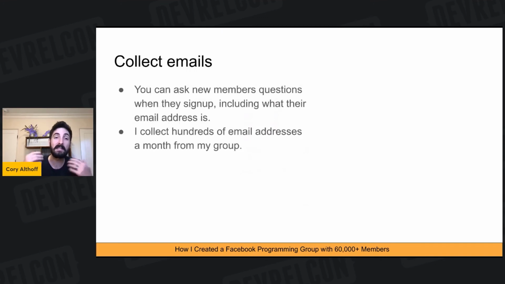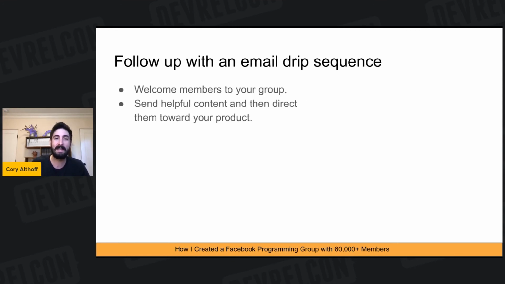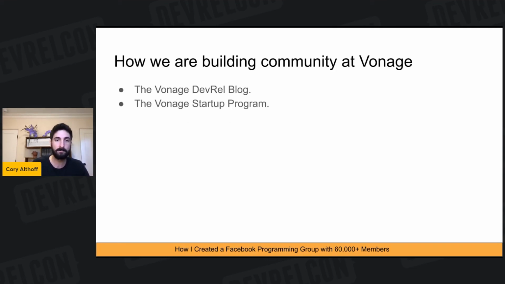You also can collect emails with your Facebook group. So you can actually ask new members questions when they sign up, including what their email address is. And so I collect hundreds of email addresses a month from my group. And then I follow up with a drip sequence. So a drip sequence is a series of emails where you welcome new members to your group, and then you can send them helpful content and direct them towards your product. And that's really an effective way to build your newsletter and sell your product by using your Facebook group.